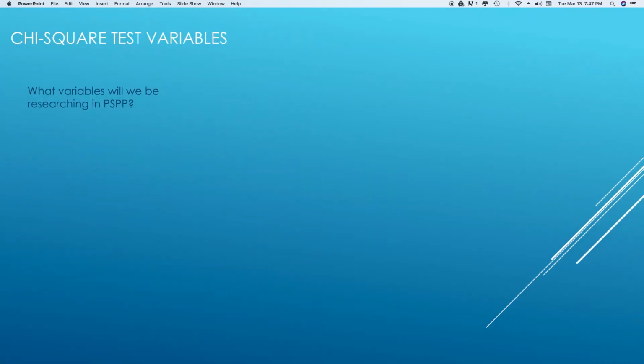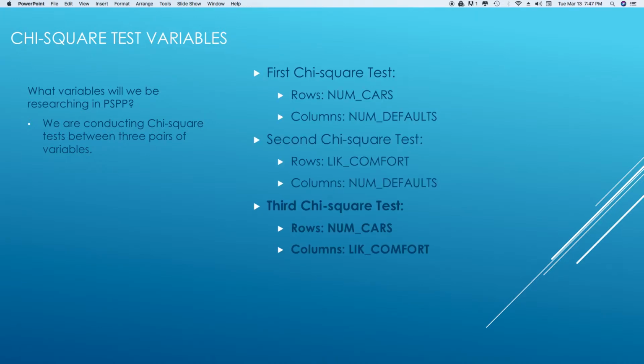So our variables for this test, what will we be researching in PSPP? We are conducting chi-square tests between three pairs of variables, as indicated in our assignment. Here are the tests, and the one I have bolded on the bottom is where we found a significant result.